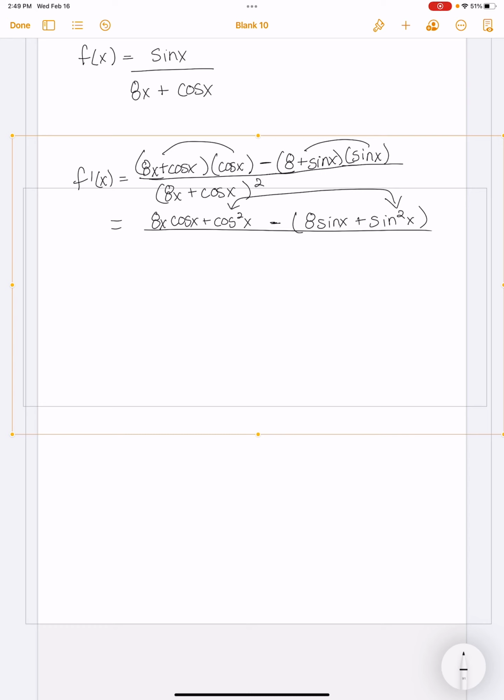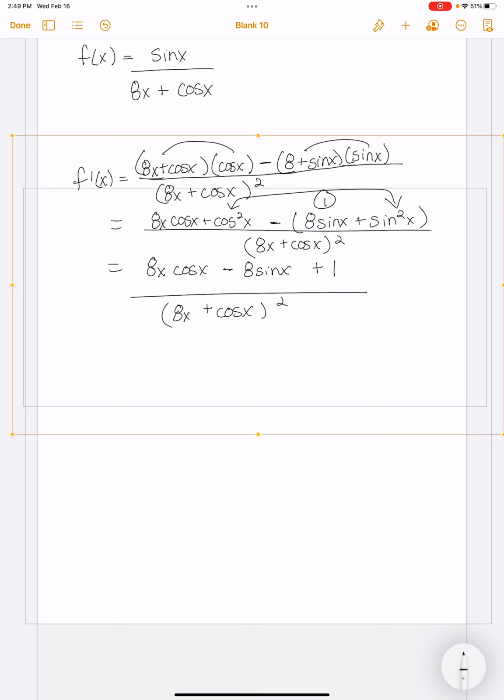All right, now if you look here, we have cosine squared x plus sine squared x. And if you remember, that equals 1. So we can get rid of those and make that a plus 1. So that'll give us 8x cosine x minus 8 sine x plus 1, all over 8x plus cosine x, squared. And this is your derivative.